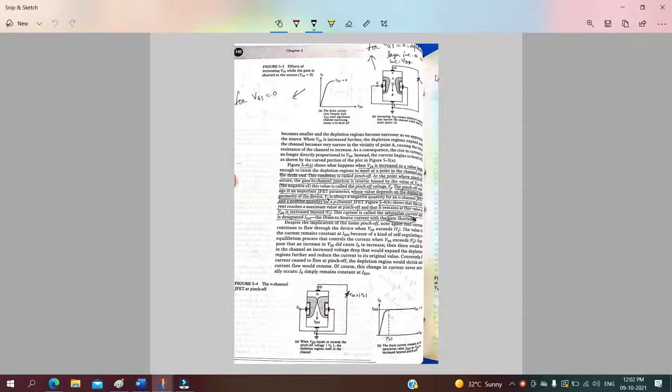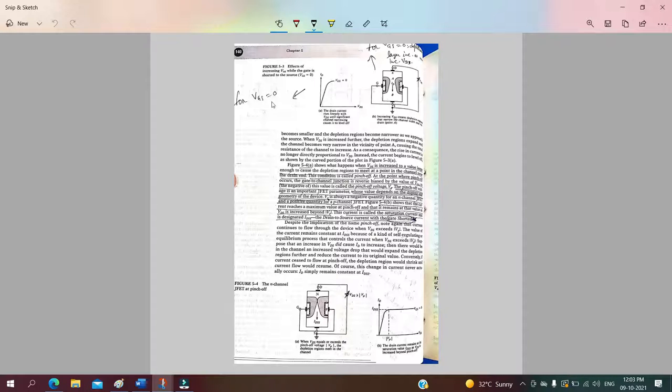Hello everyone. In this video, we are going to study the drain as well as transfer characteristics of an N-channel junction field effect transistor. In an N-channel JFET, an N-type bar is taken and then two P-type regions are embedded on each side of the N-type bar. We will study how the drain current varies with the variation in drain to source voltage for different fixed values of gate to source voltage.